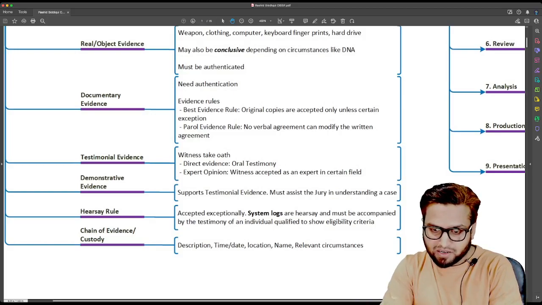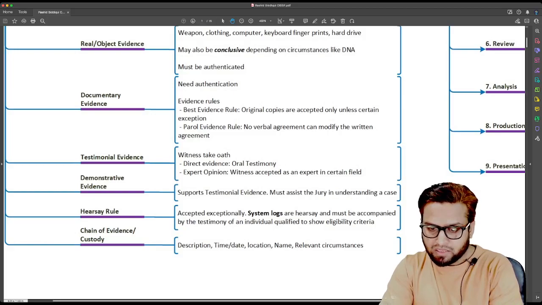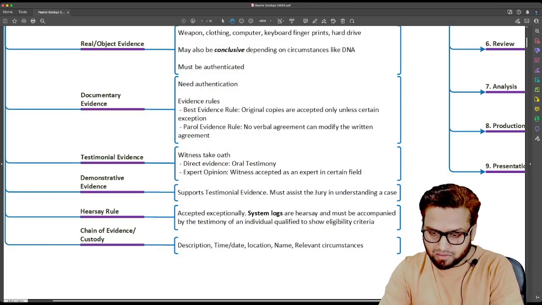In IT, system logs like syslogs are treated as hearsay and must be accompanied by the testimony of an individual qualified to show eligibility criteria. So if you are presenting some computer log or syslog, there has to be a physical person who will say that yes, I testify that these are the system logs. These logs are taken on designated syslog servers, which have credentials, are being backed up, and so on.